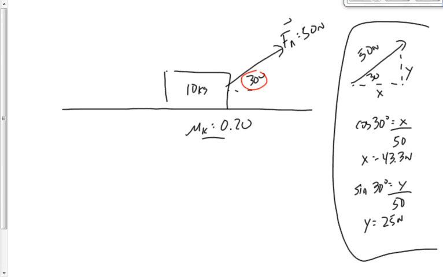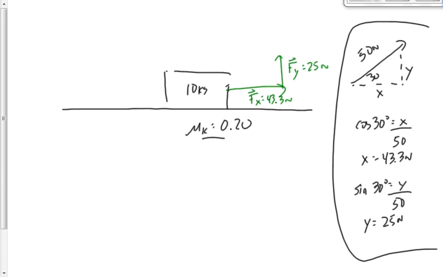I can redraw this if I want, and I do want, in this case, to redraw it, especially in this problem. I've got a force to the right. It's 43.3 newtons. I'm going to call that Fx. And I've got a force upwards. I'm going to call that Fy. It's 25 newtons. As far as the horizontal motion goes, I don't care about the y component because it's not moving up or down. As far as the horizontal motion goes, I care about the force that's pulling it horizontally, the x component. So I'm going to say the net force is equal to the sum of the forces.